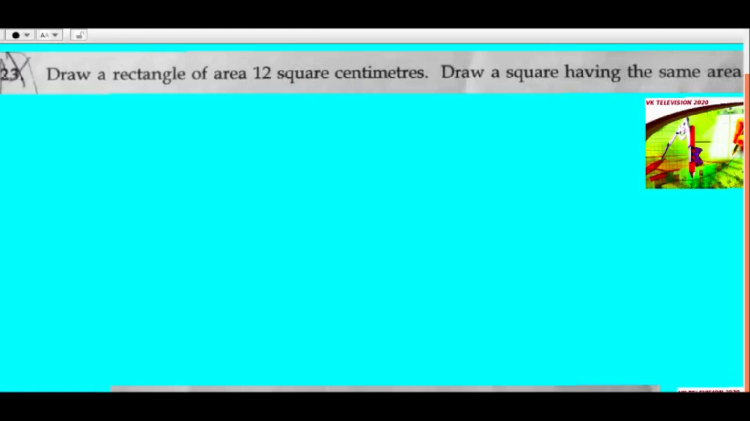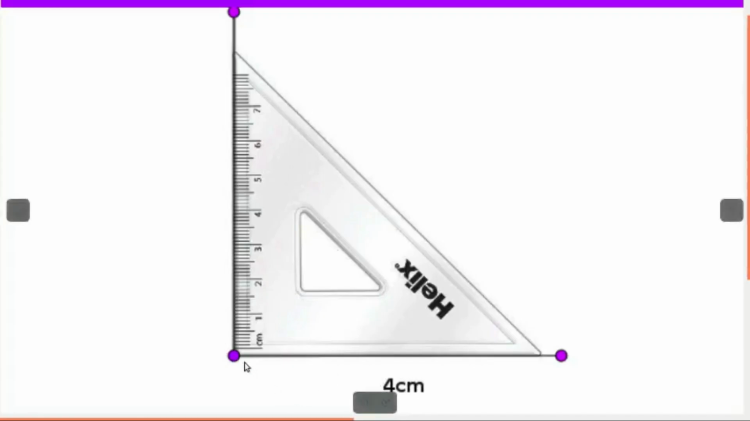Draw a rectangle of area 12 square centimeter. Draw a square having the same area. So we are asked to draw a square. We have to draw a square of area 12 square centimeter. For this we take the length as 4 and breadth equal to 3.